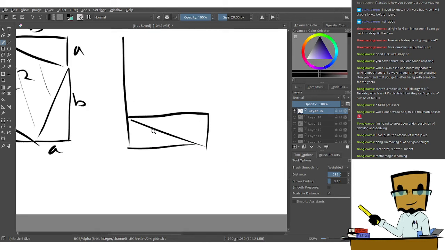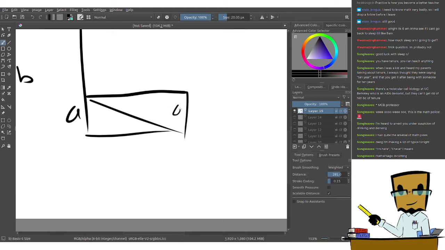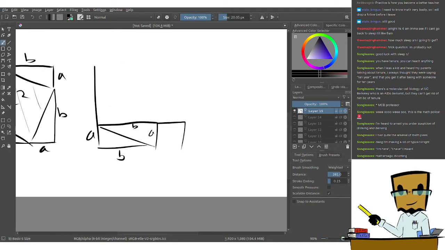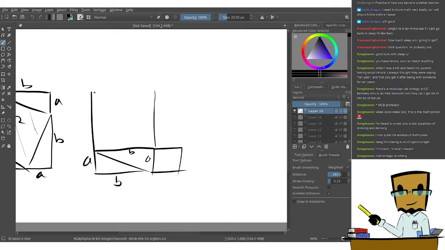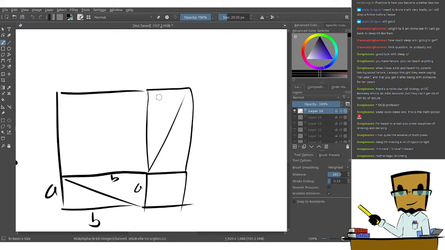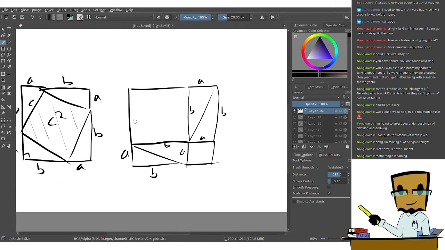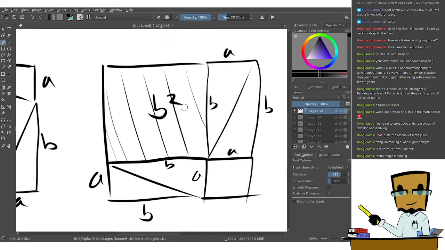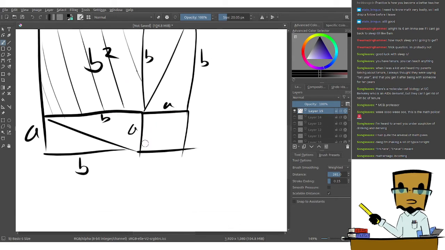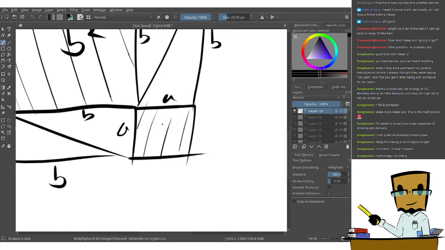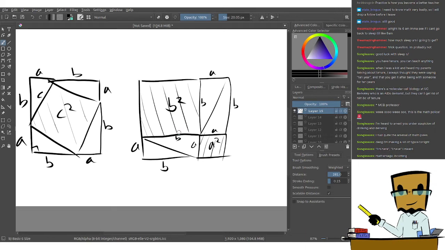here we go. a, b, b. And then, here we go. a, b, b. The area is b squared. Both sides of this square are b, and the area of this is a squared. Both sides of this are a. So, there you go. This is how the Pythagorean theorem works.